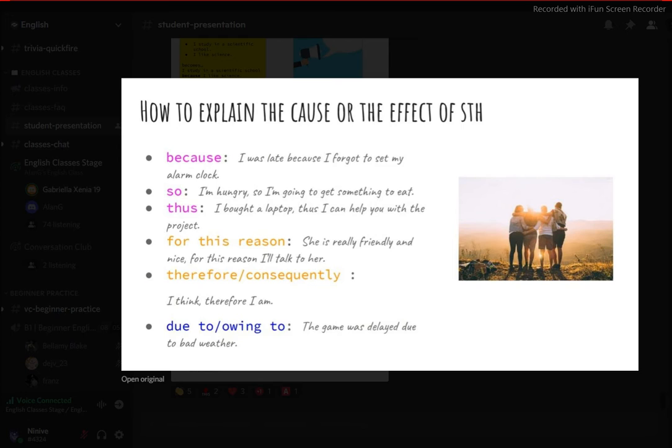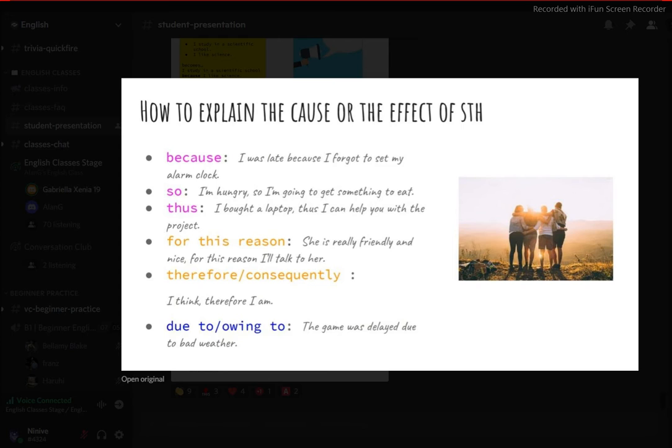So I want to focus on the two last pairs of words, which are two examples of how to explain the cause and how to explain the effects of something. Indeed, because, for this reason, and due to, owing to are used to explain the cause, whereas so, thus, therefore, and consequently are used to explain the effect of something.